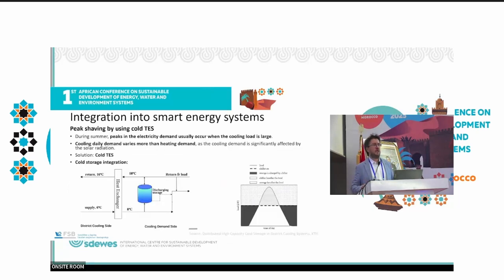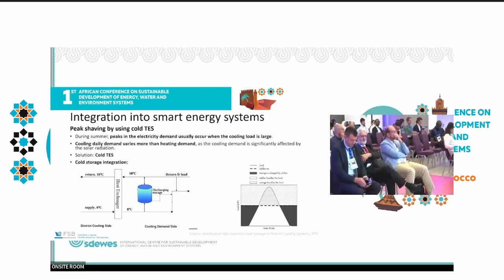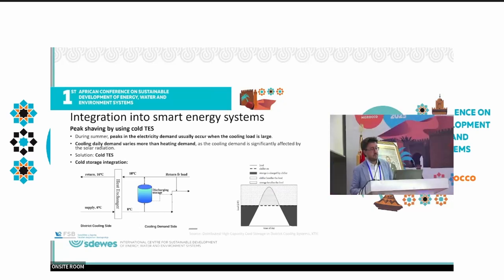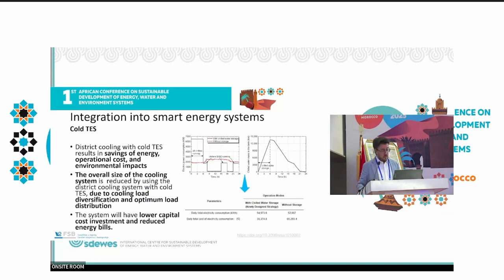When it comes to peak shaving, the main technology that we use in these systems would be some kind of cold thermal energy storage. So during summer, peaks in the electricity demand usually occur when the cooling load is quite big. The difference between heating and cooling is that the cooling demand can vary more during the day. It can be quite dependent on the solar curve. So for this case, we use different kinds of thermal storage options.